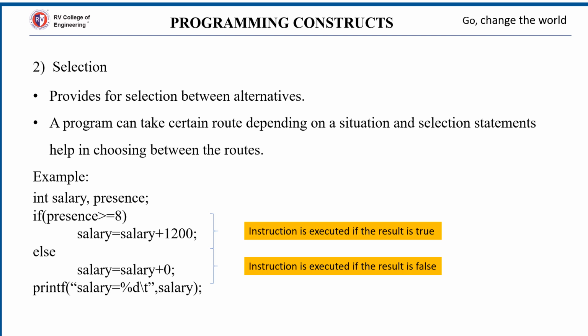So here, how do we write this? If his presence is greater than or equal to 8 hours, then salary is added. Otherwise, it is 0. So you have to remember one thing. This if part is executed if the result is true. This else part is executed if the result is false.